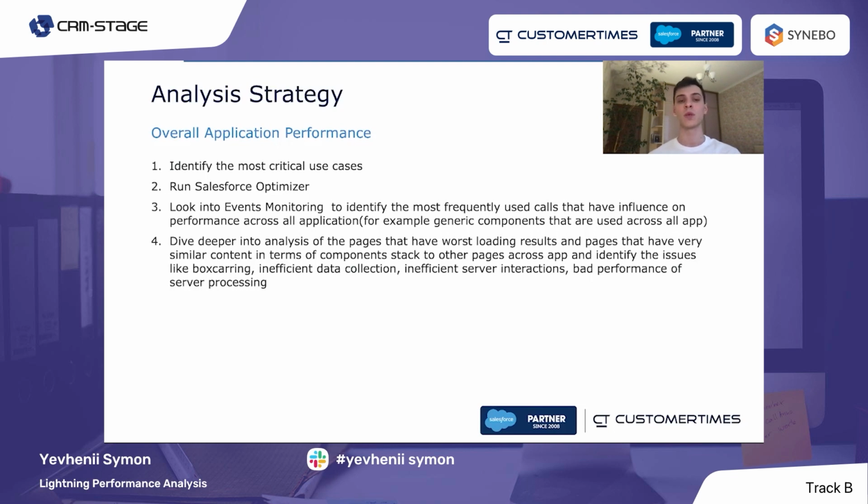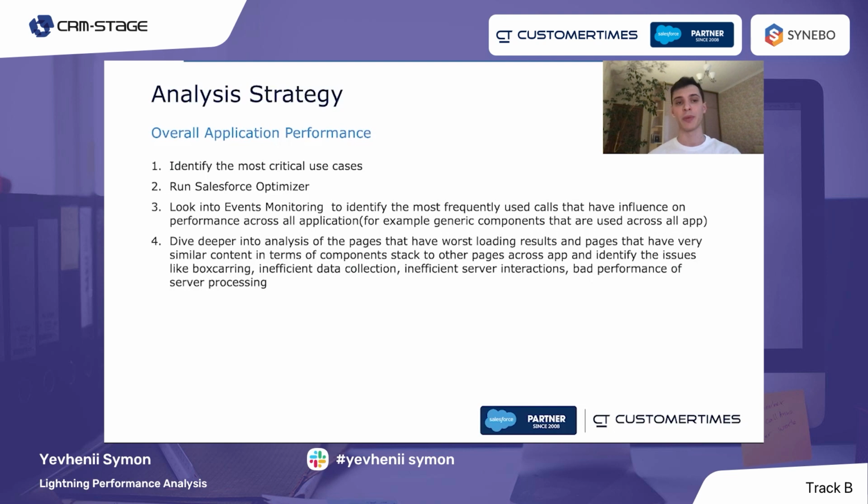Also, then we need to dive deeper into analysis of the pages that have worse loading results and pages that have very similar content in terms of component stack to other pages across an app, and identify issues like boxcaring, inefficient data collection, inefficient server interactions, bad performance of server processing.